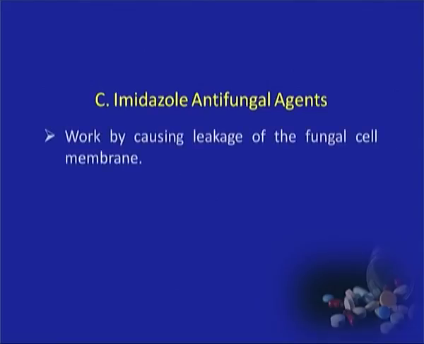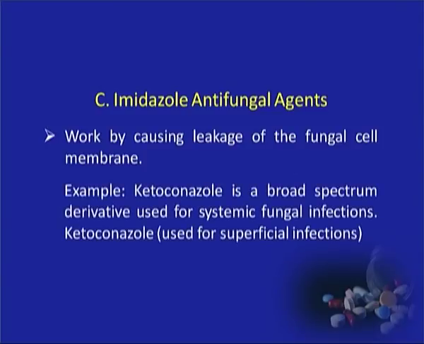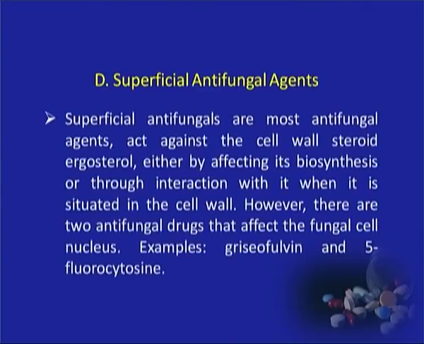Next category is imidazole antifungal agents. They work by causing leakage of the fungal cell membrane, and its example is ketoconazole. It is a broad spectrum derivative used for systemic fungal infections. Ketoconazole is also used for superficial infections. Next category is superficial antifungal agents. These are most antifungal agents which act against the cell wall steroid ergosterol, either by affecting its biosynthesis or through interaction with it when it is situated in the cell wall.